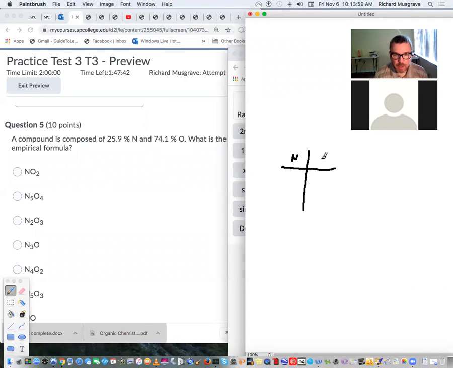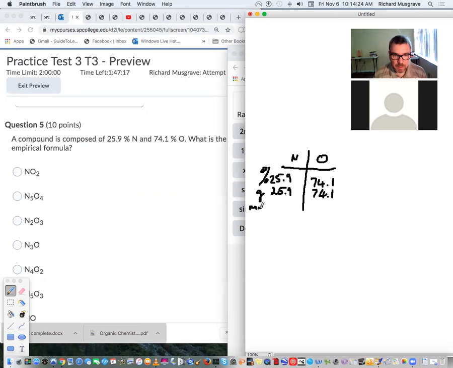So N and O, that's where we're starting with. We start off with the percentages, which are going to be 25.9 and 74.1. And what we do is we assume that we have 100 grams of compound. And if we do that, then we end up with the exact same grams as we have as a percentage.